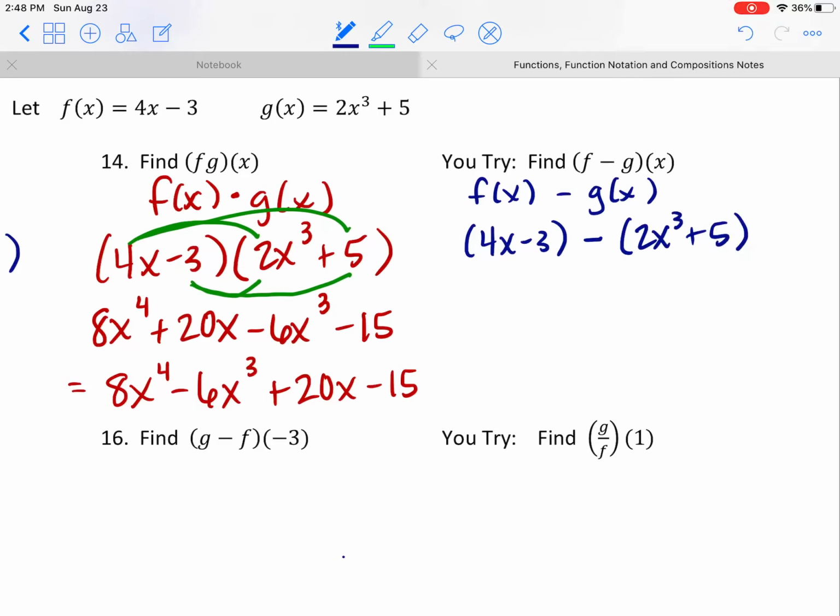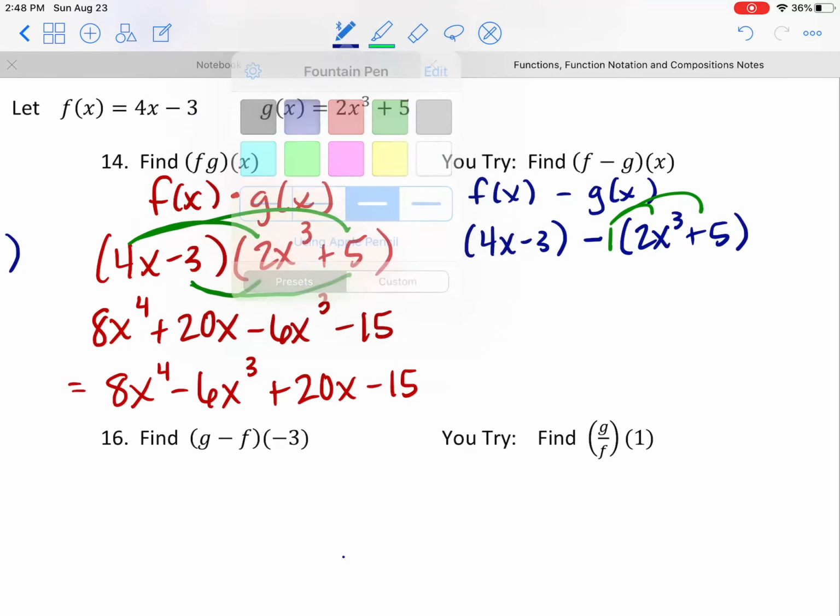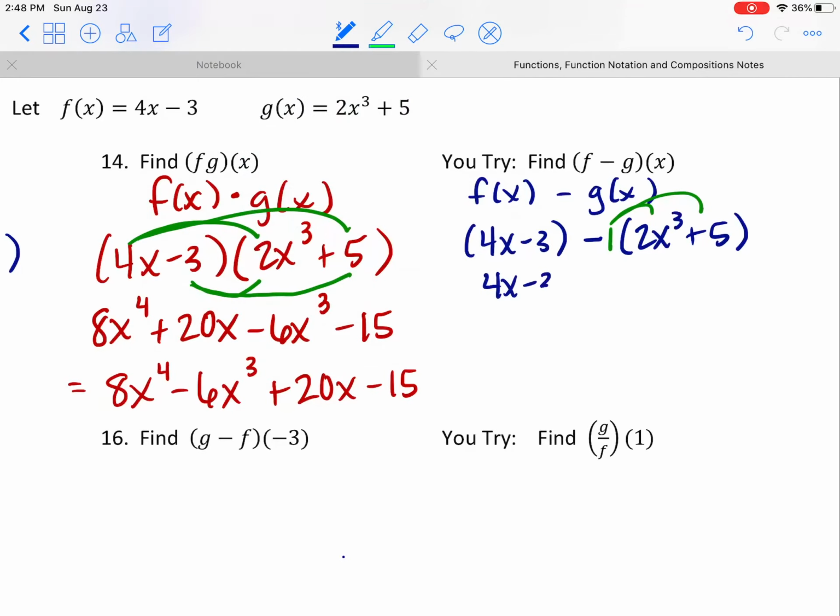Now in the first problem, the parentheses weren't such a big deal because, again, outside of the parentheses were positive 1s. But here you can see I need to have the parentheses, especially in the second function, the g of x, because this negative is like a negative 1 here. It needs to distribute to both these terms. I have to make sure I subtract the entire g of x function. So on the first one, the 4x minus 3 can come down. But distributing the negative to both of those terms makes it a negative 2x cubed and a negative 5.